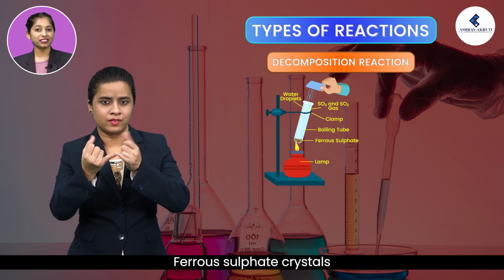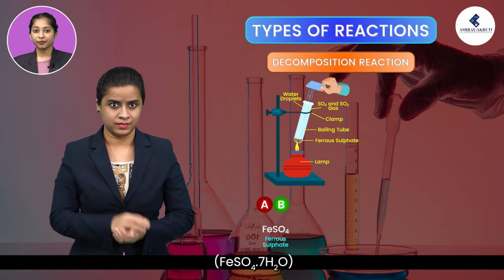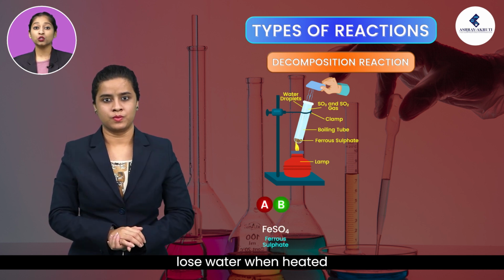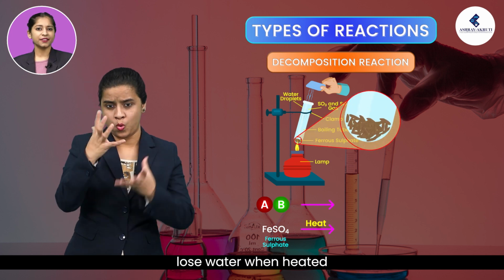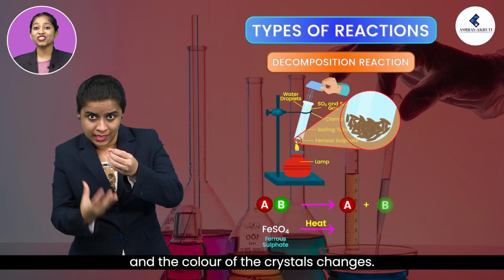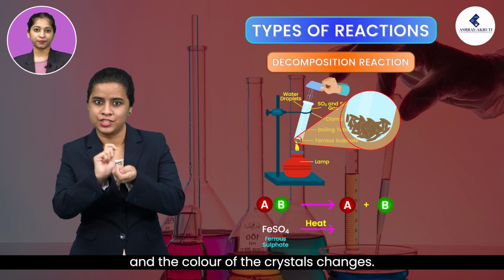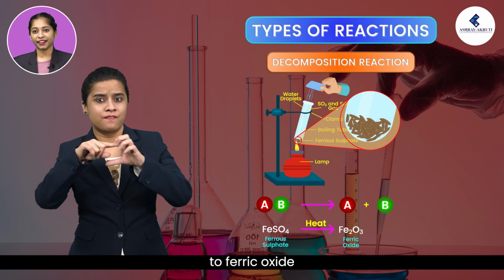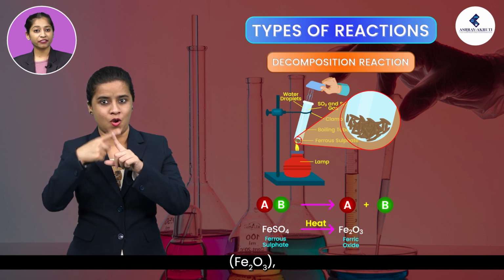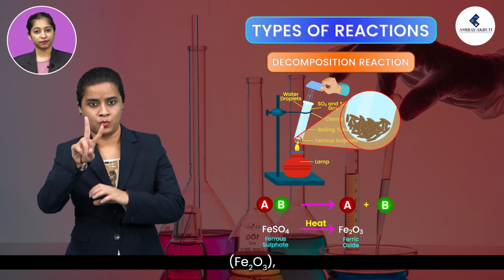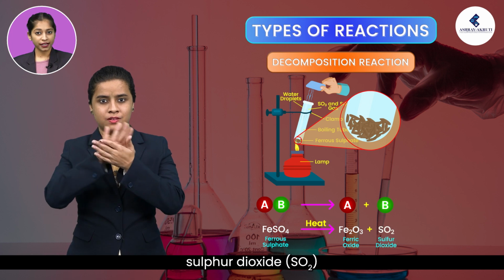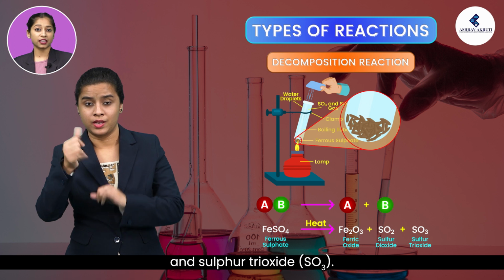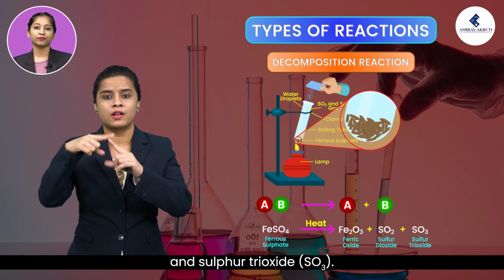Ferrous sulfate crystals, FeSO4.7H2O, lose water when heated and the color of the crystals changes. It then decomposes to ferric oxide, Fe2O3, sulfur dioxide, SO2, and sulfur trioxide, SO3.